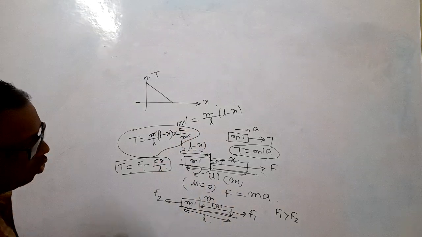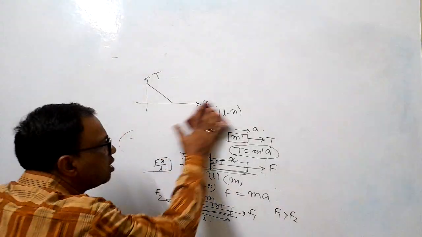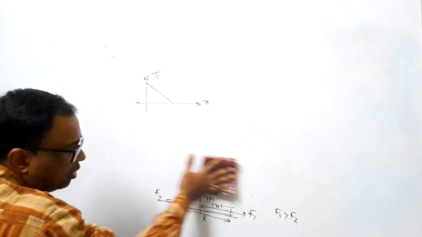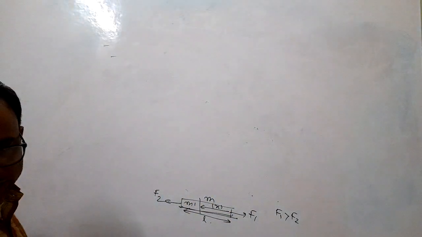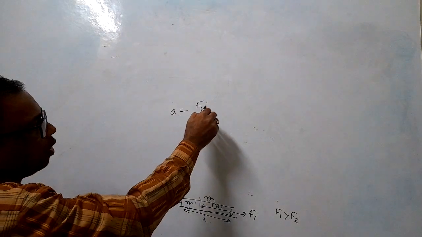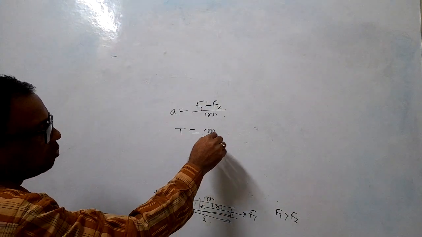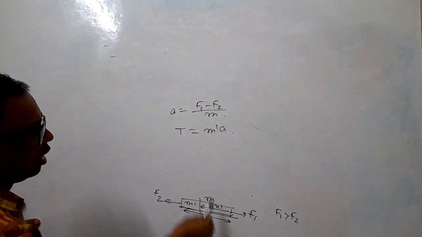In a similar way we solve the problem, but the only difference is that when we find the acceleration, we apply two forces, F1 and F2, and take the resultant of F1 and F2. So acceleration equals F1 minus F2 by mass. That's the first concept. And the second concept, M dash A, is in a similar fashion.